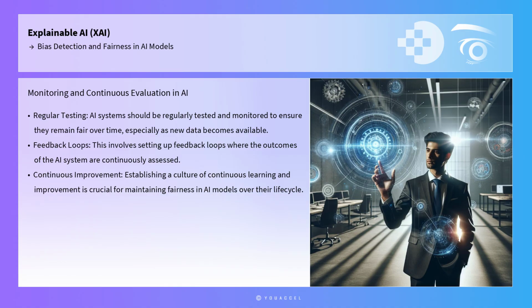AI systems should be regularly tested and monitored to ensure they remain fair over time, especially as new data becomes available. This involves setting up feedback loops where the outcomes of the AI system are continuously assessed and adjustments are made as necessary. Establishing a culture of continuous learning and improvement is crucial for maintaining fairness in AI models over their life cycle.